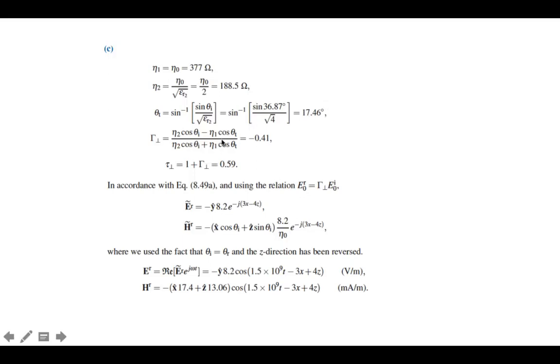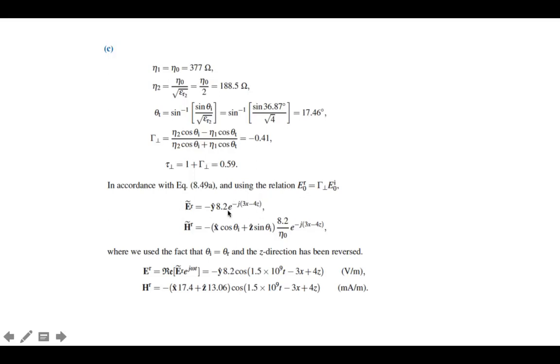So once we do that, we plug everything in, and we get minus 0.41 for the perpendicular reflection coefficient. And then we can solve for the transmission coefficient by taking 1 plus that, which gives us 0.59. So now we use the relation that basically says the reflected wave is the reflection coefficient times the incident wave. So here's the reflected wave.